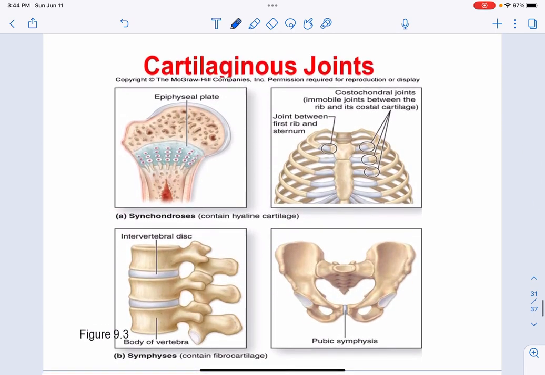All right, so here are the examples of synchondrosis. This is when there is cartilage present. So there is hyaline cartilage. Remember when we were talking about bone, we talked about the epiphyseal plate. That was the growth plate.